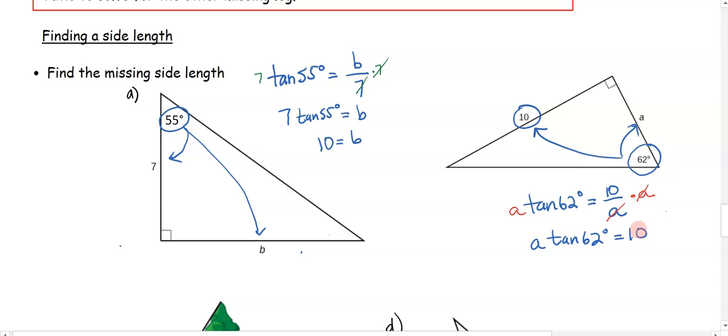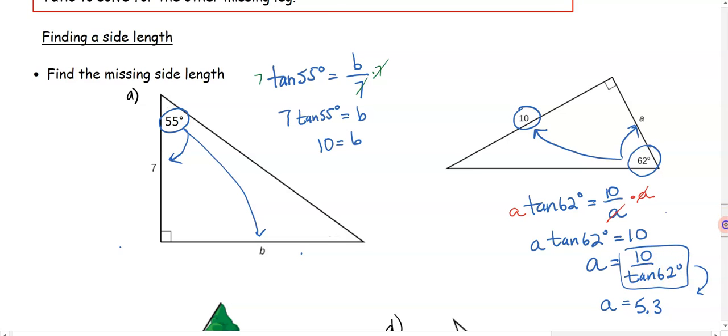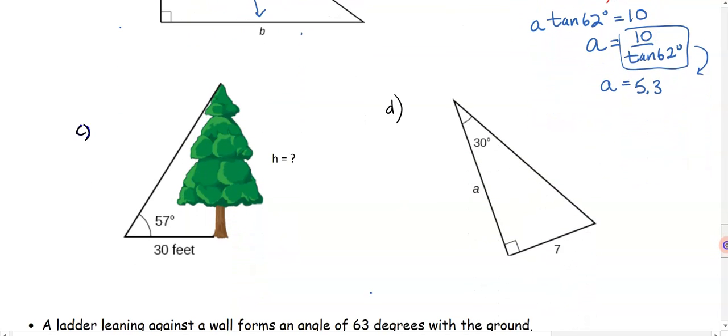I multiplied both sides by a. Now a is being multiplied by tan 62, so I'm going to divide both sides by tan 62. When I divide the left side, it cancels out, but I have to divide the right side as well. So I end up with a is 10 over tan 62. 10 divided by tan 62, and again, you're practicing this on your calculator because every calculator is different. You're making sure you're getting this answer on your calculator. If you're not, you've got to fiddle with it and figure out how to type that in to get it. Okay, let's try 2 more.